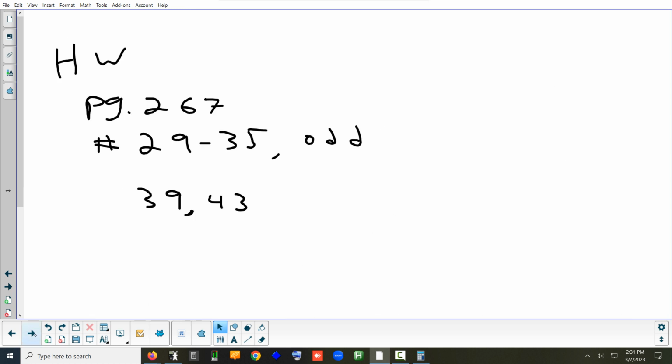So that's the homework for tonight. It's about the same number of questions as last night, maybe a couple less. But 29 to 35 odd, 39 and 43. It is possible you get no solution. So don't think if you get a no solution, you're doing it wrong. And then tomorrow we will finish everything for this week, which is law of cosines. Okay.